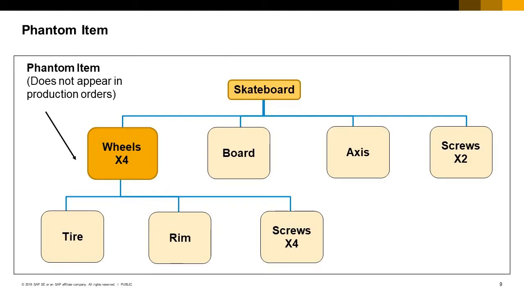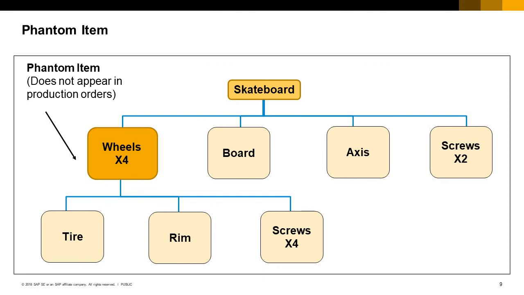A phantom item is a sub-assembly in the bill of materials that does not actually exist in inventory. It is used to simplify the bill of materials. Although the phantom item appears in the bill of materials, the production order shows the components needed to make the phantom item rather than the phantom item itself. An item can be defined as a phantom item in the item master data. When copying the bill of materials to the production order, the phantom bill of materials components are copied as well.